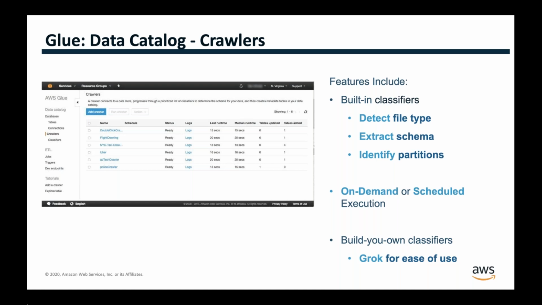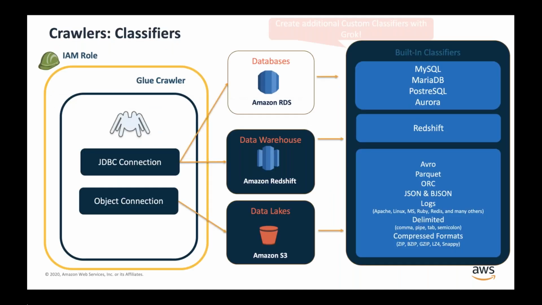So the crawlers will basically point at a given data source. They'll go try to extract the schemas. If it's an S3 bucket, it's going to look for the partitions that bucket is using, and it's going to try to detect a file type. And there's a handful of built-in classifiers, and you can even build your own if you want to do something more custom.